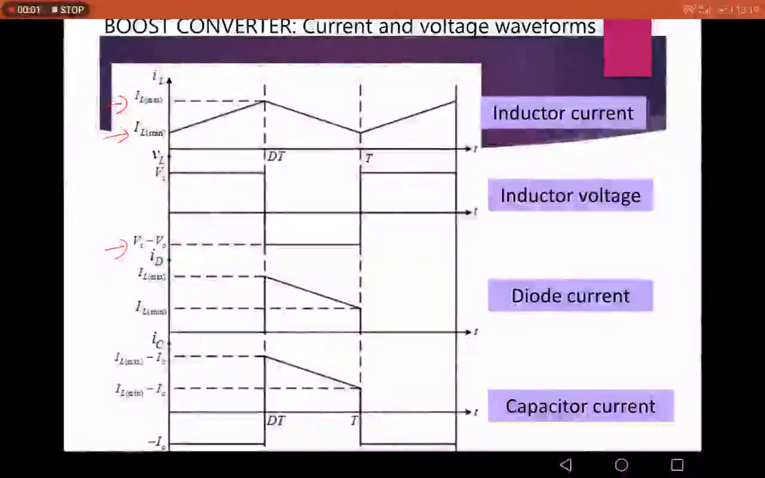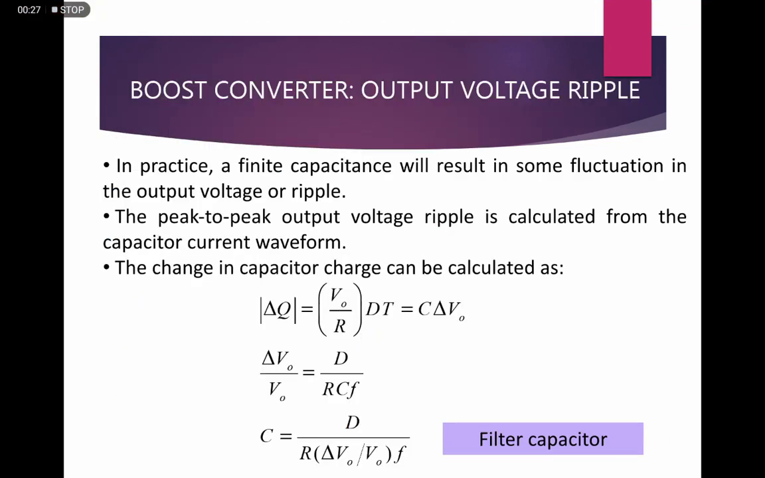Okay, these are the waveforms of the boost converter. We have the voltage as well as the current. Remember, for all types of DC to DC converter, the shape of the waveform will be the same. The only difference is the magnitude of your voltage and current for different types of DC to DC converter.